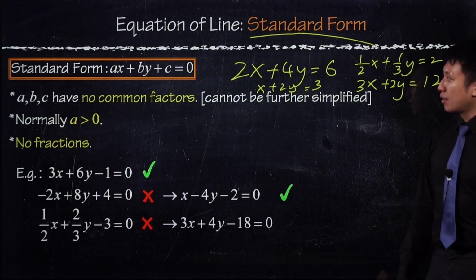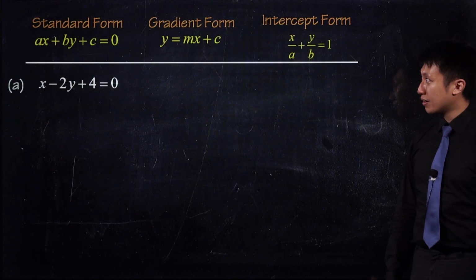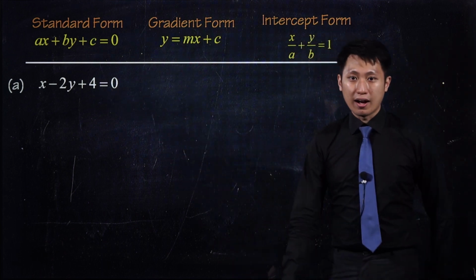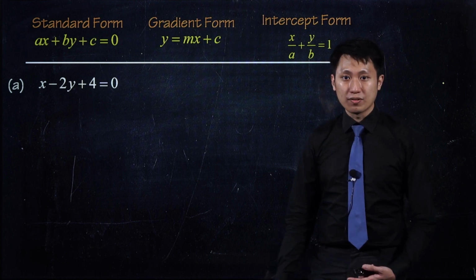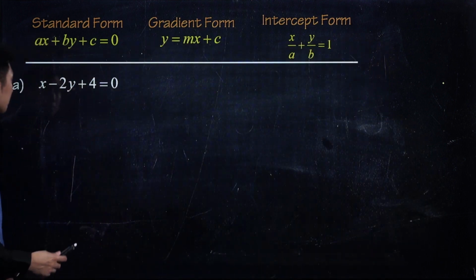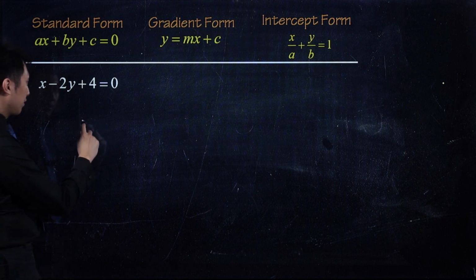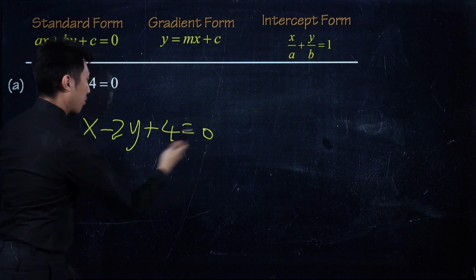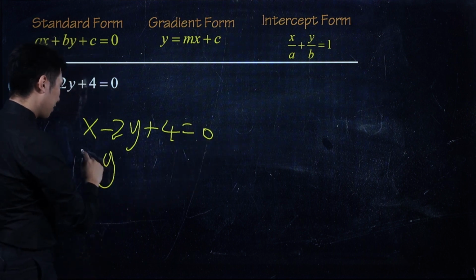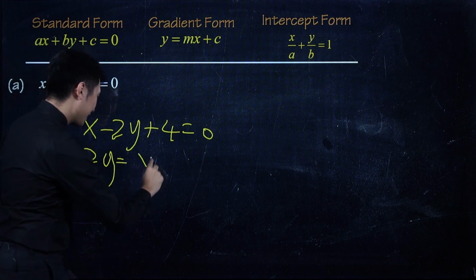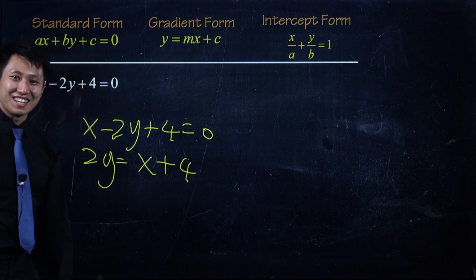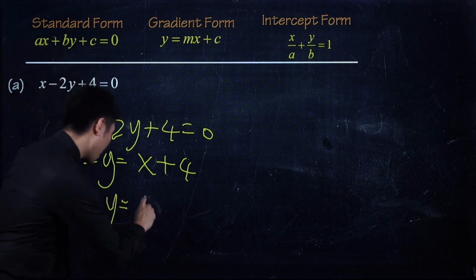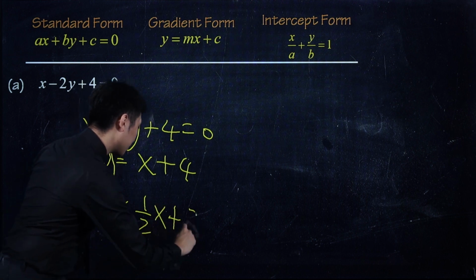Alright, it's time for some exercise. We have this one, we want to find it in gradient form. So we have to move things over. How do we move things over? Here I have x minus 2y plus 4 equals 0. I move the 2y over, so 2y equals, can I not do this? Okay, I'll do it for you. y equals, divide by 2, so 1 over 2x plus 2.